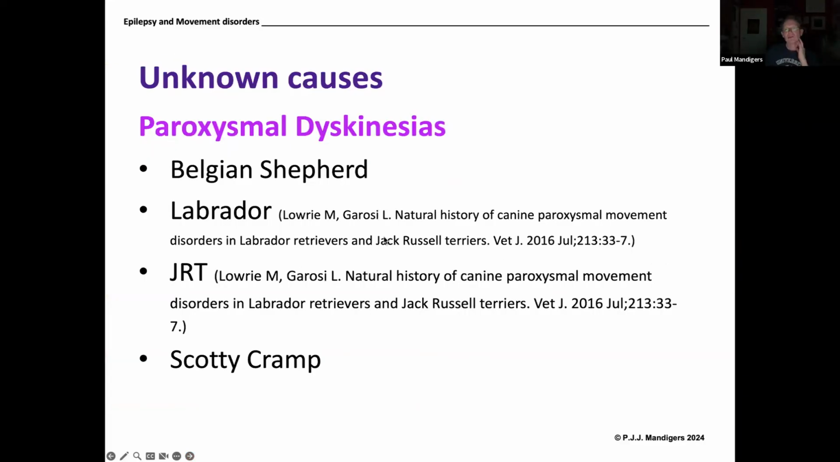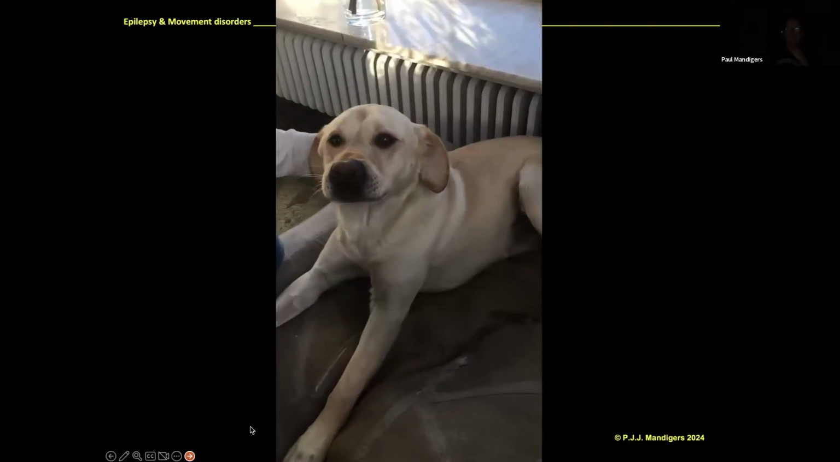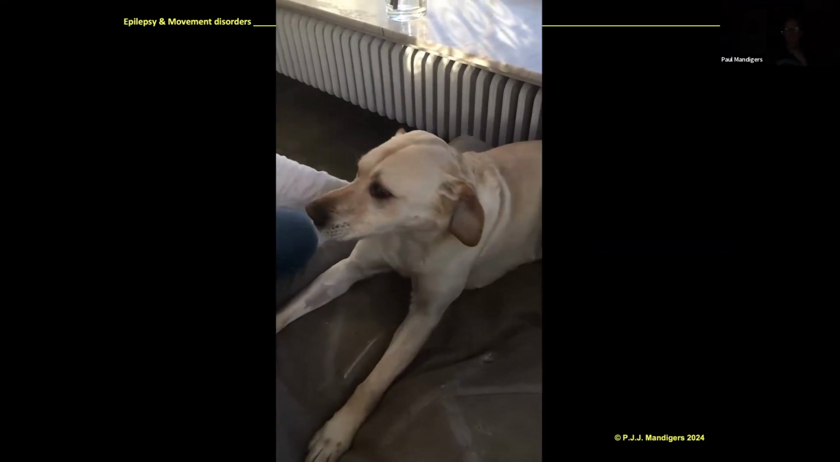So there are a huge number, and we are now working on, for instance, the Labrador. In these dogs, there are a number already published, with mutations. And of course, there's the Scotty cramp. I cannot show all of them, but this is, for instance, the paroxysmal dyskinesia in the Labrador.